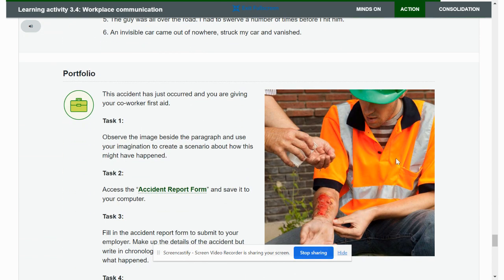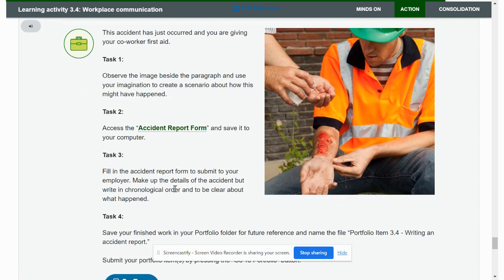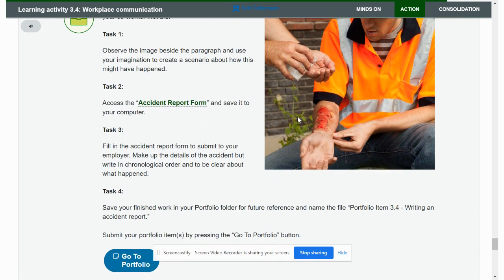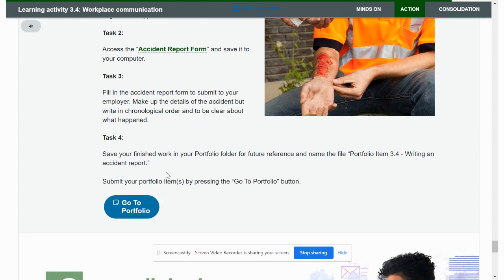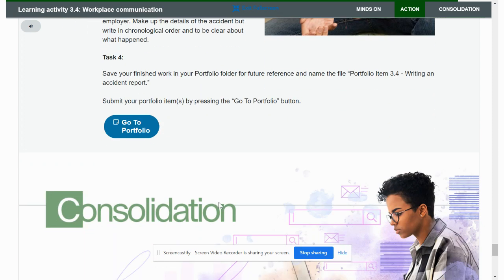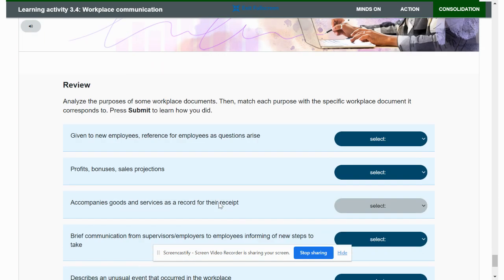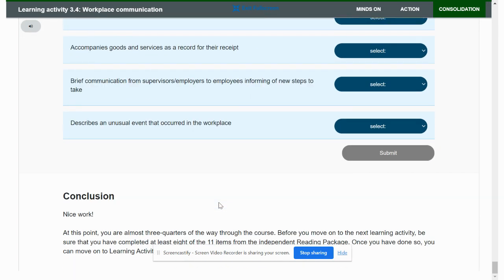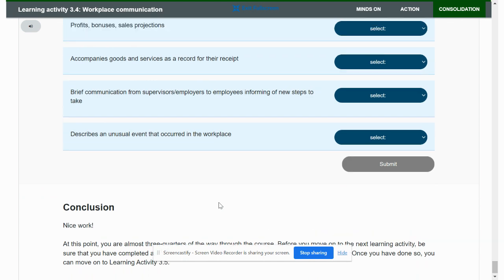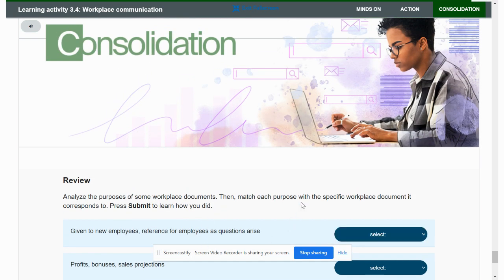Here, there's a photo that you can look at, and then your task is to look at the image and use your imagination to create a scenario about how this might have happened. Fill in the incident report, and you can make up information, but just make sure you're using it from the image and you're not going outside of that too much. And then you're going to save that incident report to the portfolio so that I can see that it's saved there. All right, and then you can just review, and that is what you need to do for this activity.